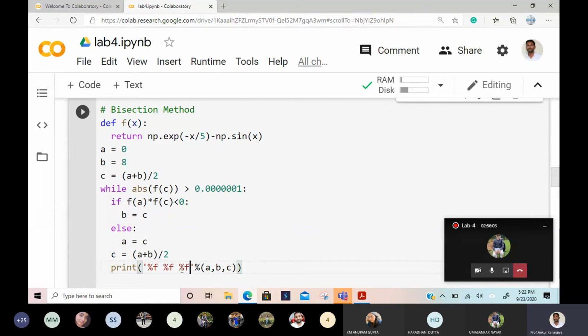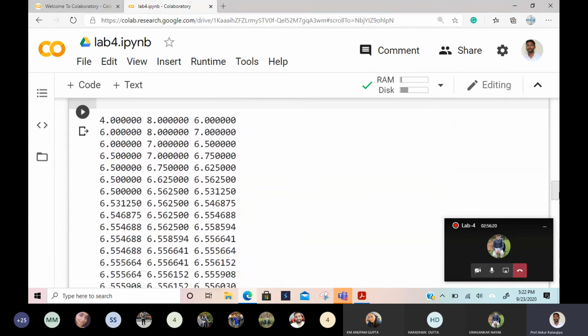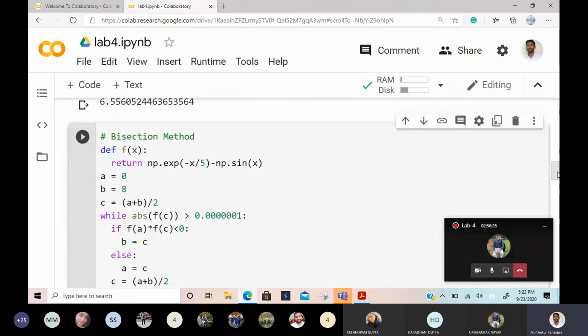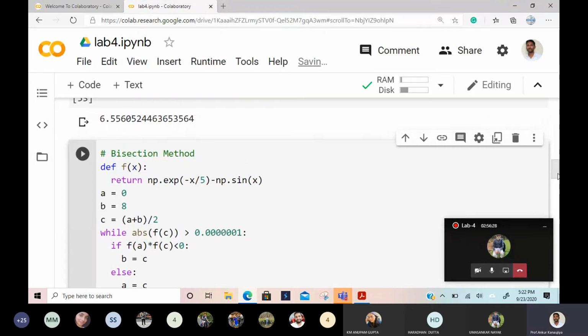All 3 you want to print simultaneously, then this percentage symbol, then which variables you want to print: A, B, C. So all 3. If you want to print one more, you have to write one more percentage here. So if you run, it will work. See, all are coming in table form. Is it clear?